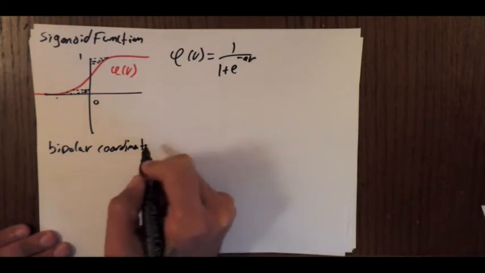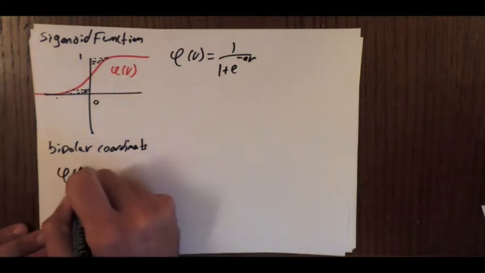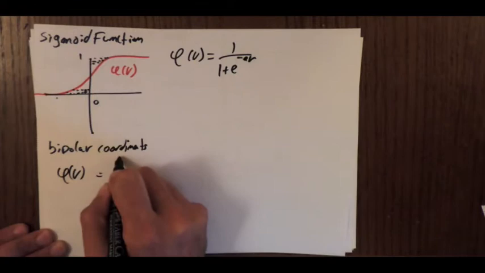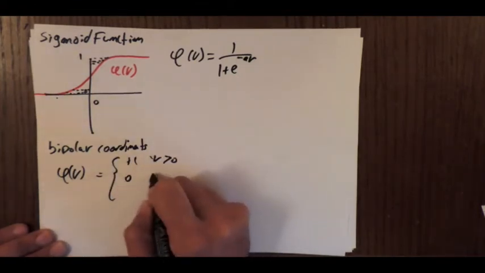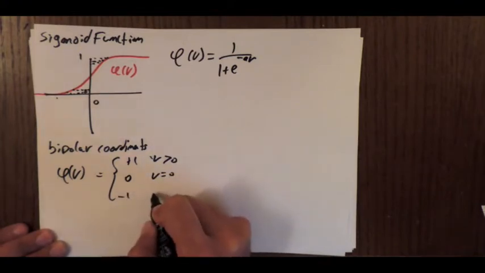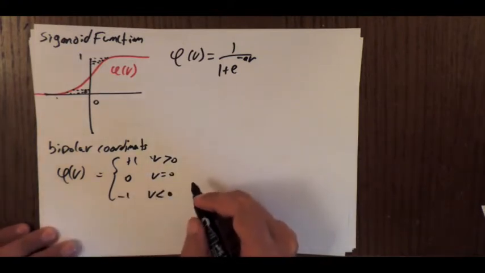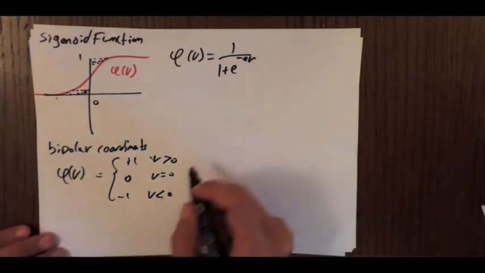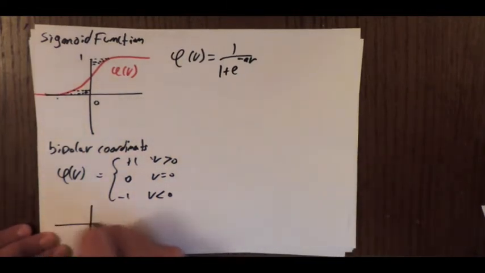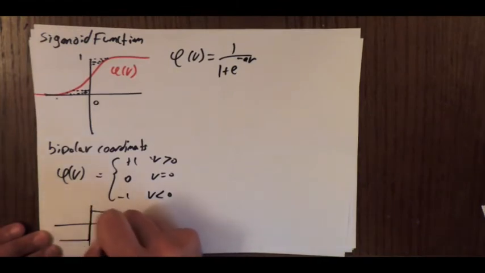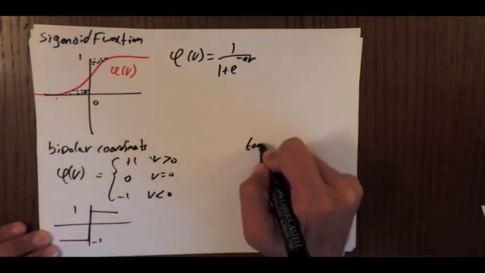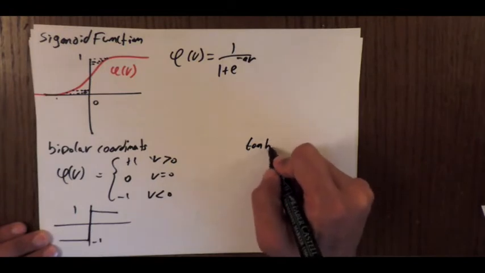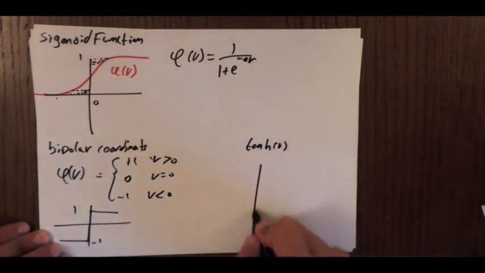So let's say I want phi of v to be equal to +1 for v greater than 0, 0 for v equal to 0, and -1 for v less than 0. In this case, the threshold function will be like this. It's going to be between -1 and 1, and the sigmoid function will be the tanh function, which is going to be something like this.